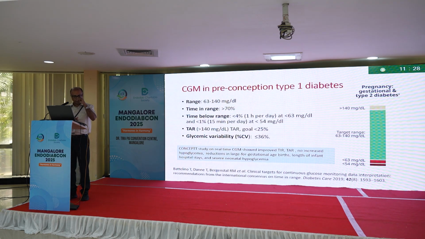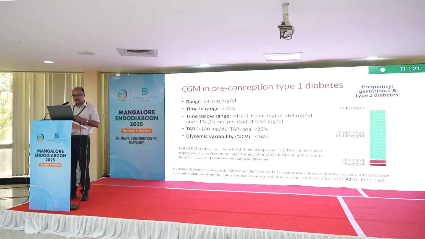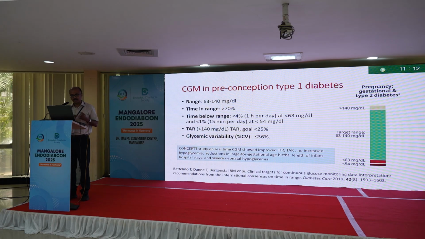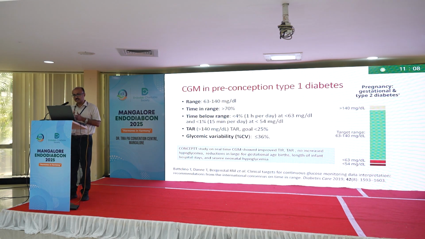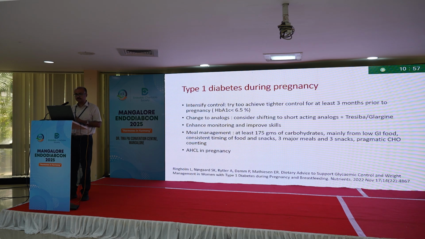Some amount of CGM data is now evolving in type 1 diabetes. I am not going into too much detail, but there is some information to support the use of continuous glucose monitoring in people with type 1 diabetes in pregnancy. And there are some changes in the ranges used. The range is 63 to 140, unlike the typical CGM where we keep it at 70 to 180. That range has to be changed. And there are ranges for time below range and time above range.